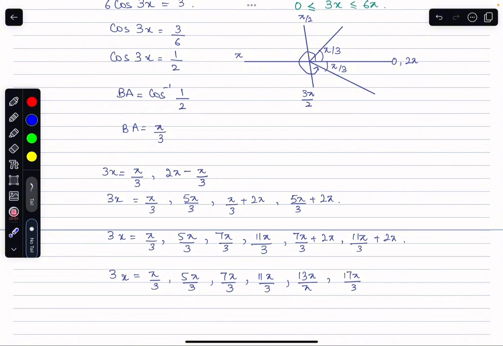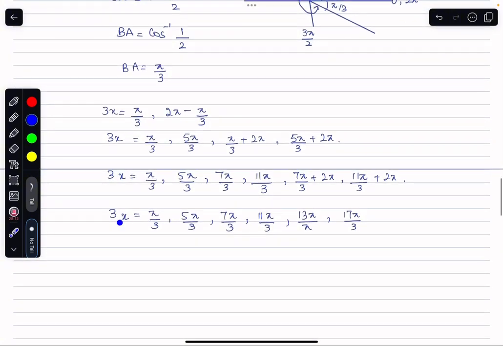Now for the third rotation, to 7 pi by 3 and 11 pi by 3, add 2 pi. Give them a complete rotation again. 7 pi by 3 plus 2 pi, 11 pi by 3 plus 2 pi. Therefore, my 3x values here are pi by 3, 5 pi by 3, 7 pi by 3, 11 pi by 3, and here 7 pi by 3 plus 2 pi gives me 13 pi by 3, and 11 pi by 3 plus 2 pi gives me 17 pi by 3.